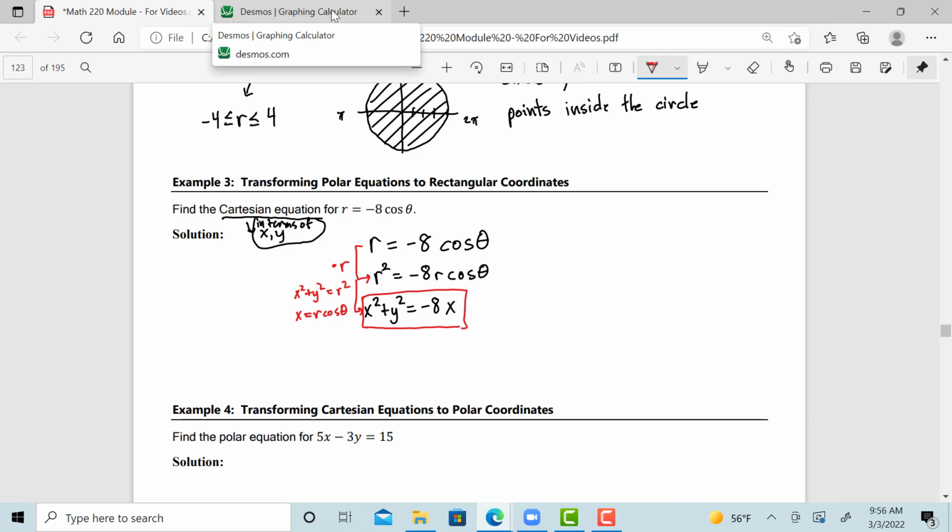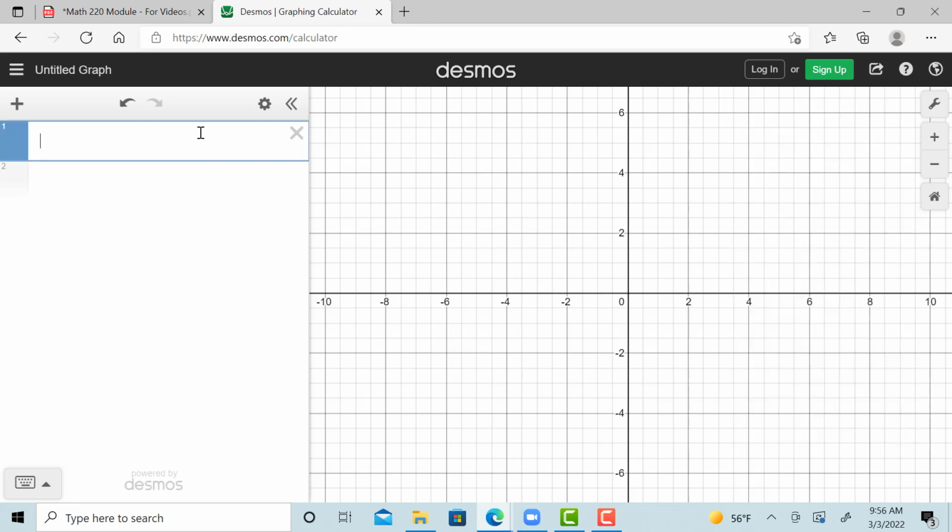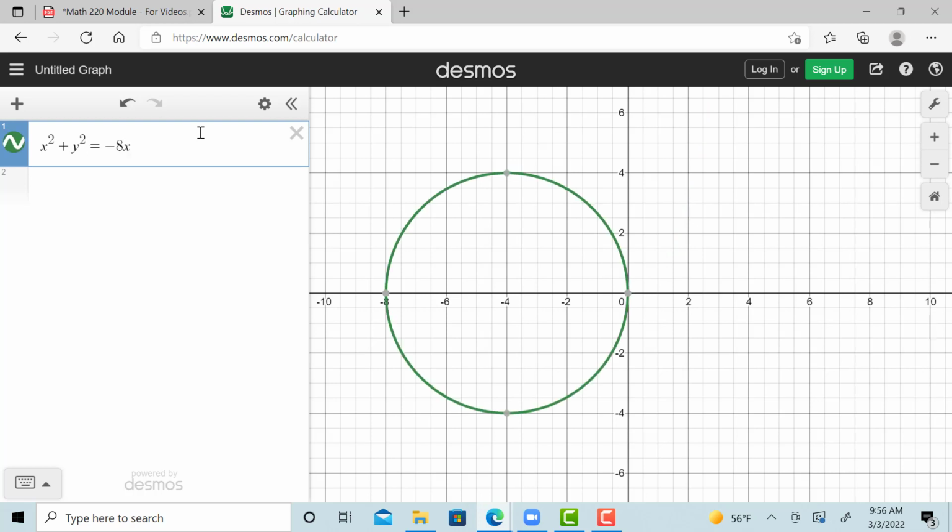All right, so if we go over to Desmos, and we were to graph x squared plus y squared is equal to negative 8x, we can see that that's a circle that's been shifted over. Looks like the center is at negative 4, and it looks like it has a radius of 4. So let's see though, I want to show you how to graph the polar version of this.